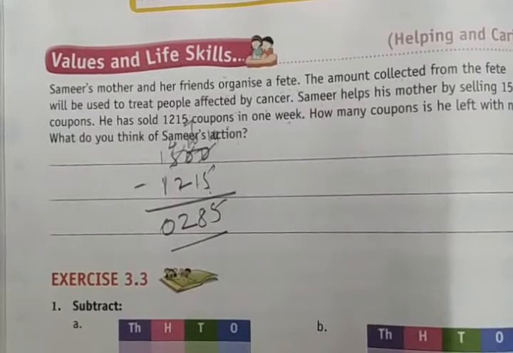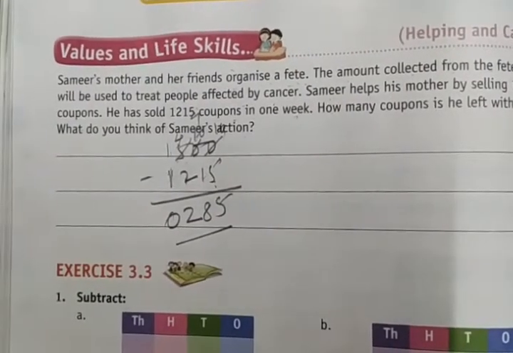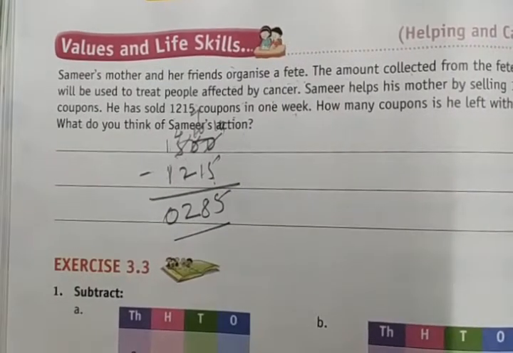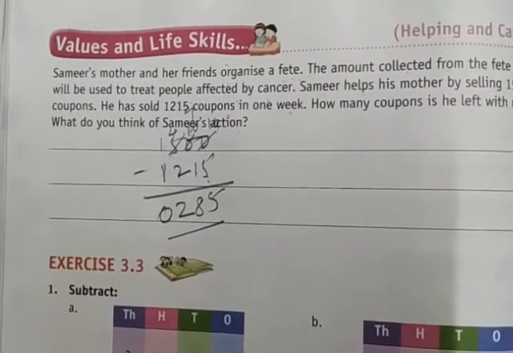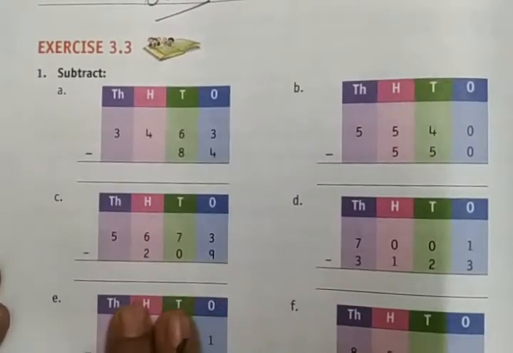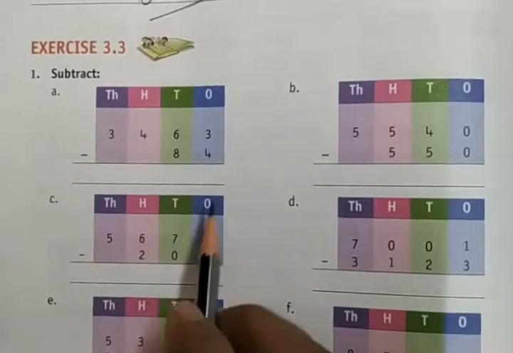Samir has done a good job, because collecting or doing some good activity for the poor and needy, or cancer patients or heart patients, is a good thing. So we have to appreciate him. So then, based on the previous examples, let's go for the subtractions. Okay, that is 3.3.